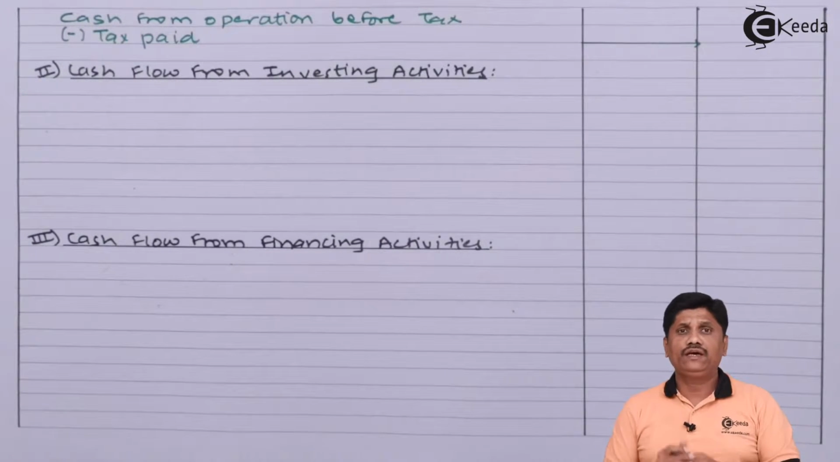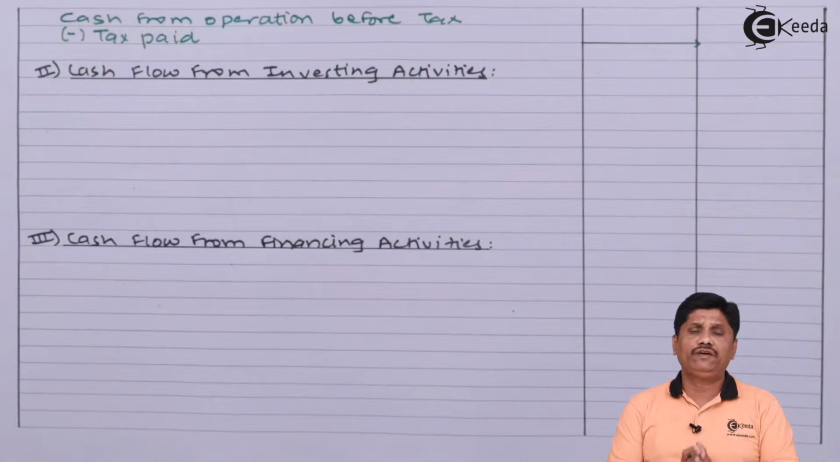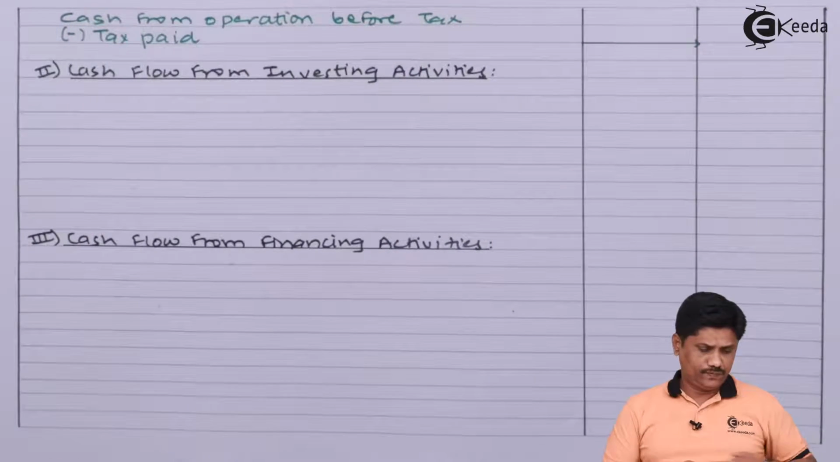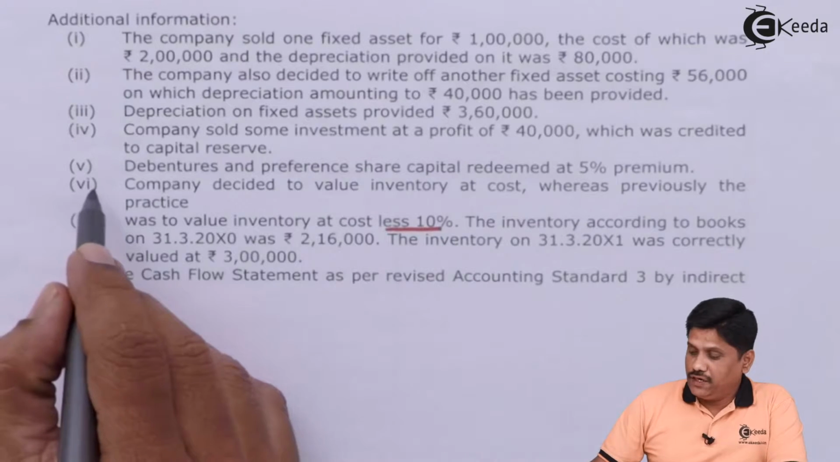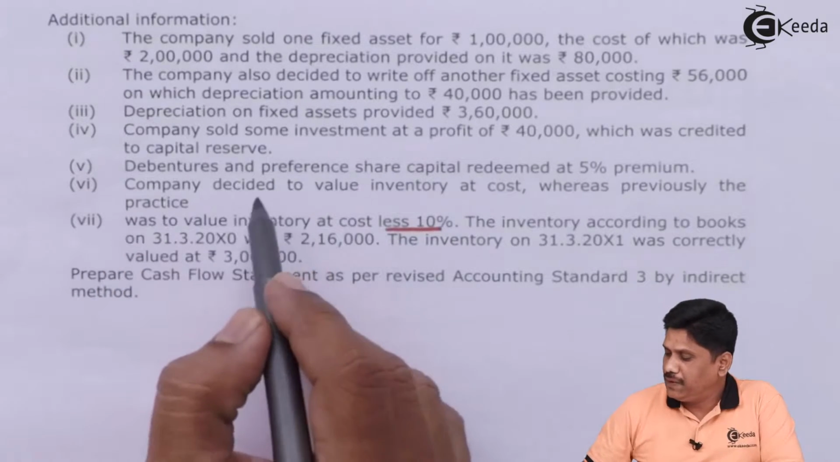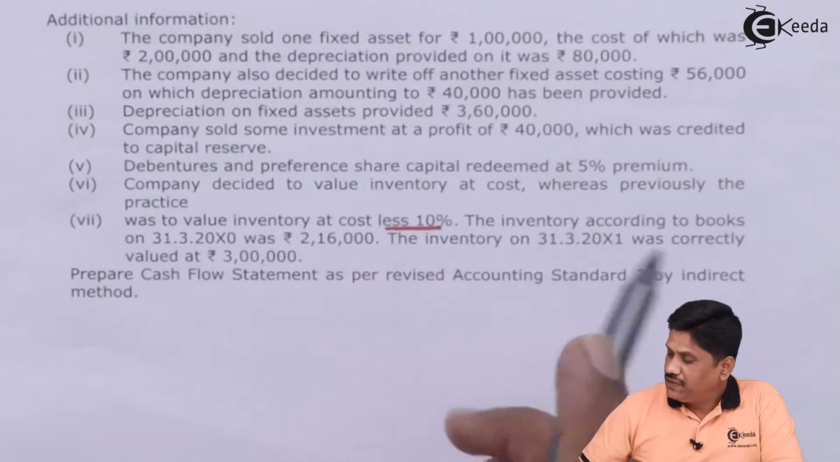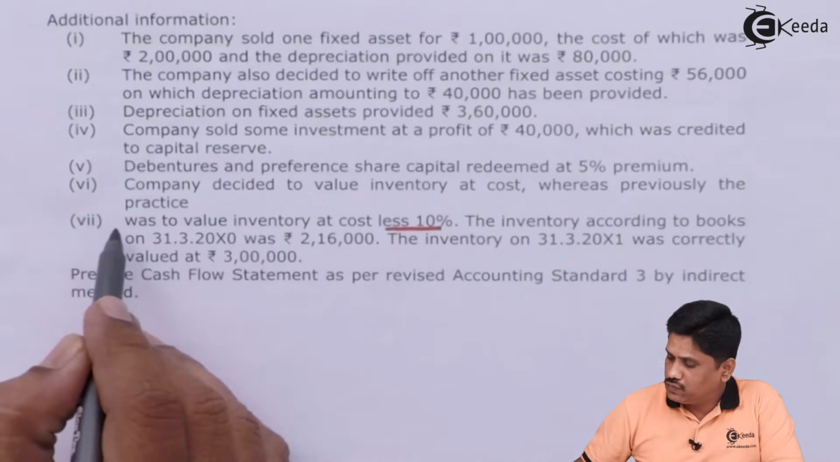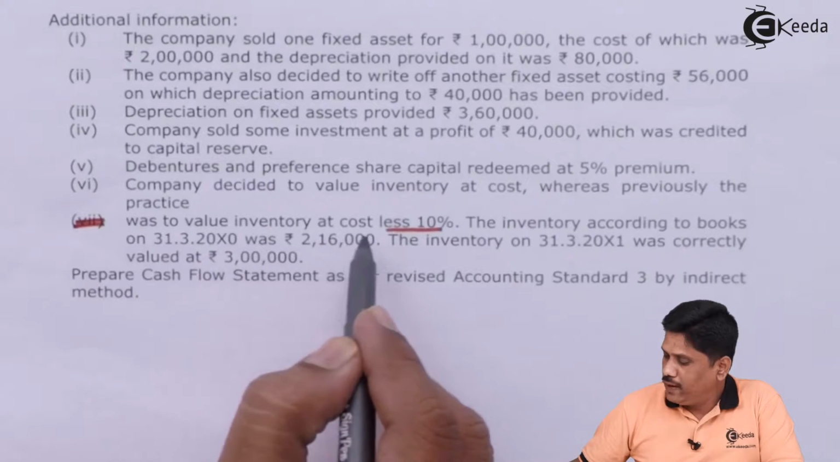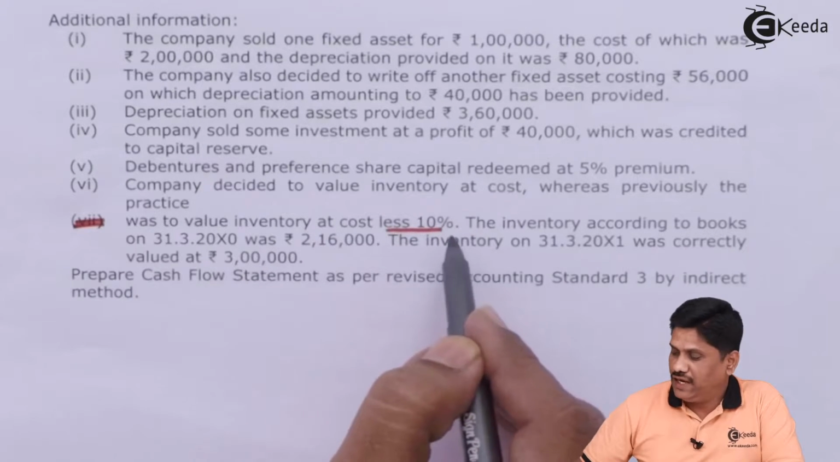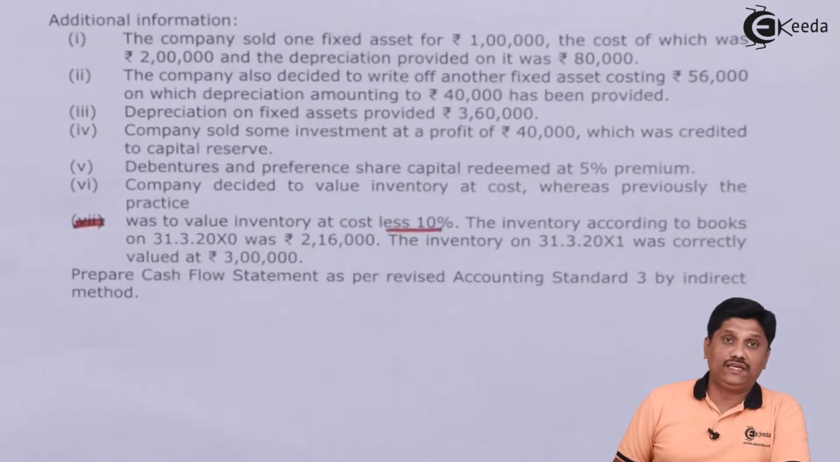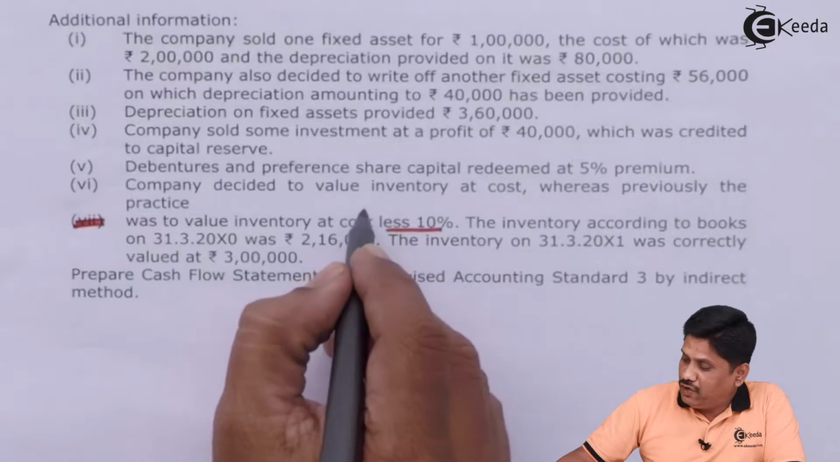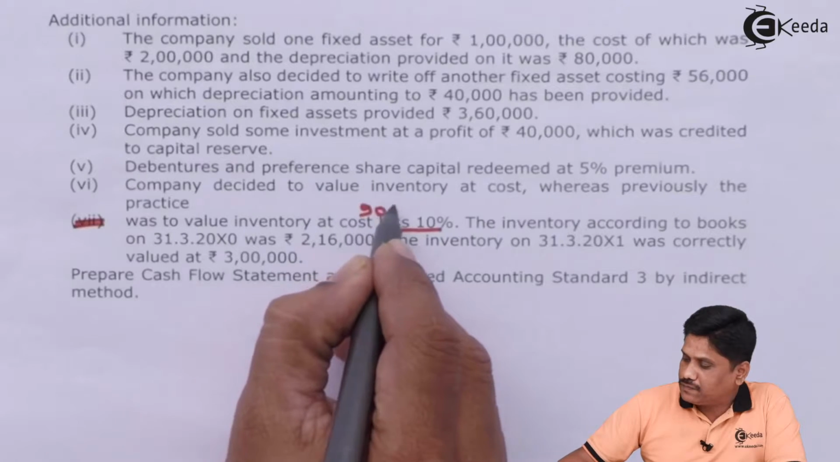Now before I proceed, I want to go to the adjustment where they are talking about inventory. I am talking about information number 6. Company decided to value the inventory at cost, whereas previously the practice was to value the inventory at cost less 10%. Previously they used to value inventory at cost less 10%. That means they were valuing the inventory at 90.